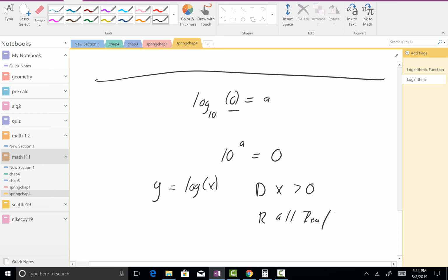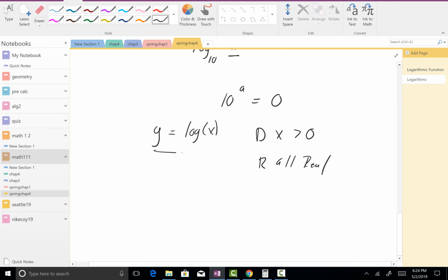Now, of course, we can transform these, move them around, stretch them. That's going to change the domain. Right? But the main thing is, in a basic form, this number we're taking the log of has to be greater than 0, because it just does not work. So we can't even take the log of a negative number either. Right? Doesn't work. Okay, that's stuff on domains.